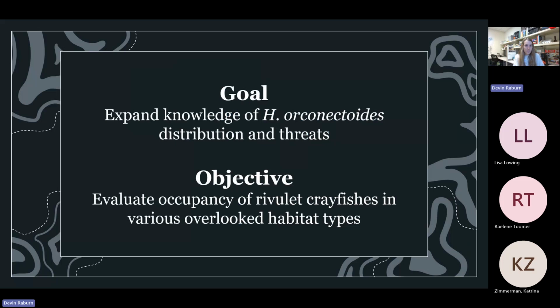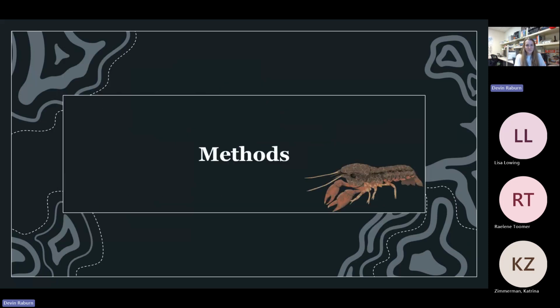So the goal of my project was to really just expand the knowledge of H. orchnectoides distribution and threats. And we wanted to evaluate occupancy of rivulet crayfishes in various overlooked habitat types that we talked about earlier that were described in their species descriptions. And this is really where I come in. So we'll talk about my methods.